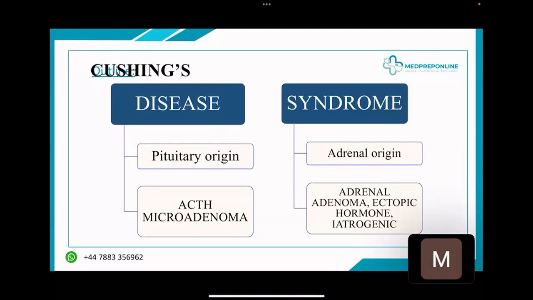Now syndrome is whenever the source of the steroids or the source of cortisol is basically the adrenal. So adrenal lesion, this could be an adrenal adenoma, it could be ectopic hormone production, or it could be iatrogenic. Now, can someone tell me what is the most important cause for Cushing syndrome? Out of all of these, what is the most commonly seen? Iatrogenic. Correct. That's basically when you are supplementing the patient with steroid hormones, maybe to treat chronic inflammatory conditions or for prolonged usage. Correct? And out of adrenal causes, the most common is adrenal adenomas.